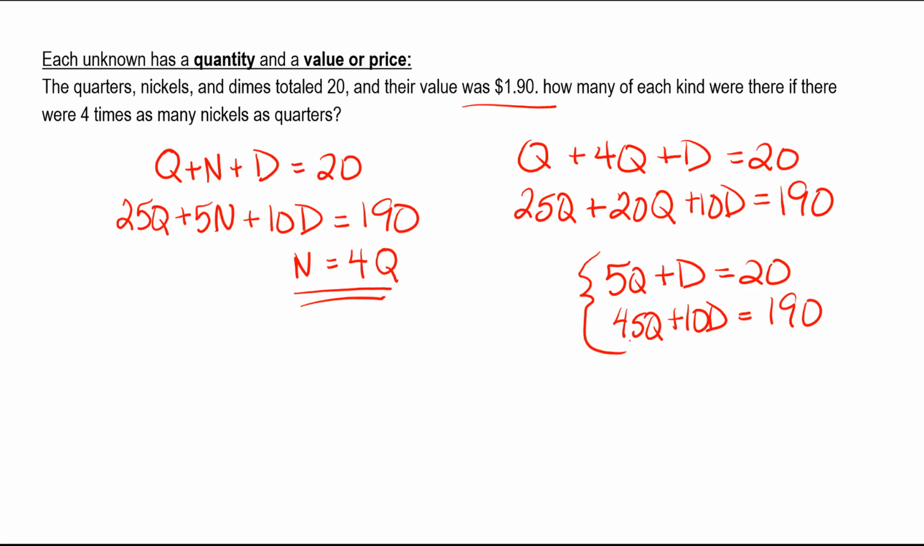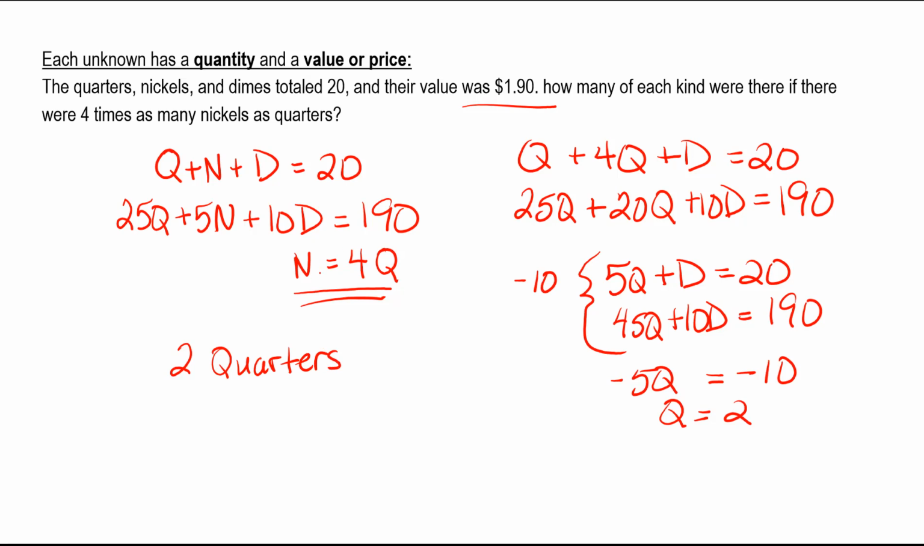And so I'm going to multiply that first equation by -10, just so I can make the D's cancel out. So that will be negative 50Q plus 45Q is negative 5Q. And then you've got negative 10D plus 10D, that's 0. And then you've got negative 10 times 20 is negative 200, plus 190 is negative 10. So Q is 2, so there are 2 quarters.